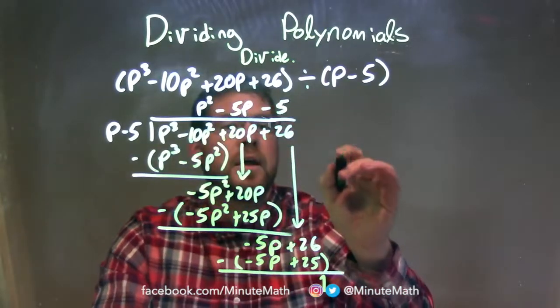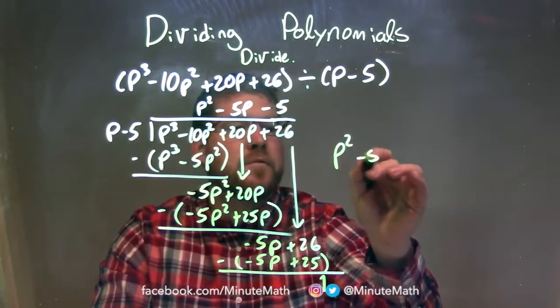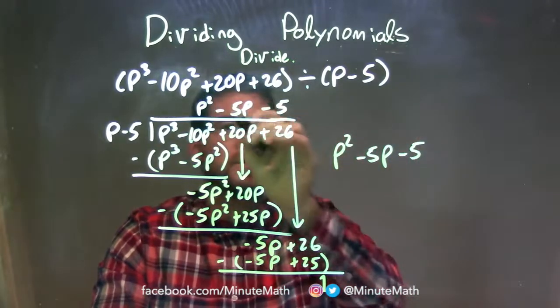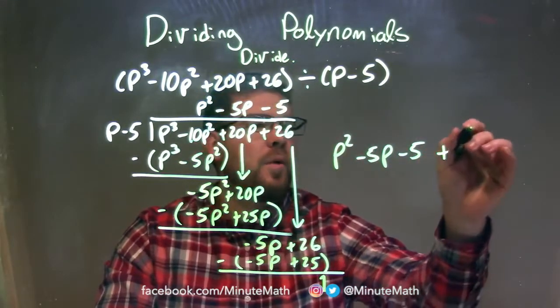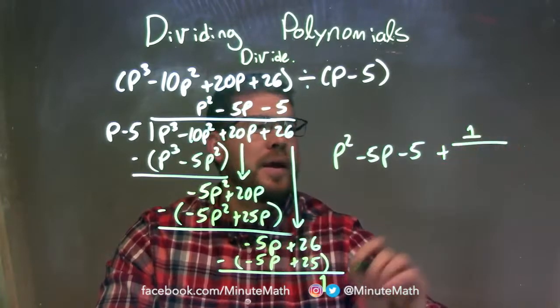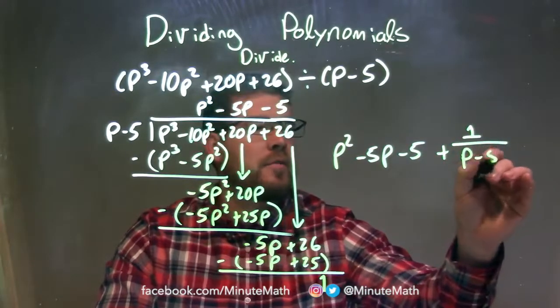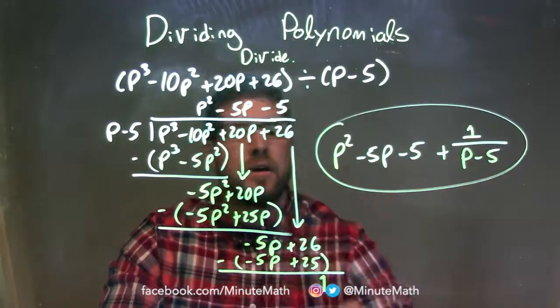And so our final answer is p squared minus 5p minus 5, which is written right up there, plus 1, my remainder over my divisor, which is p minus 5. That is our final answer.